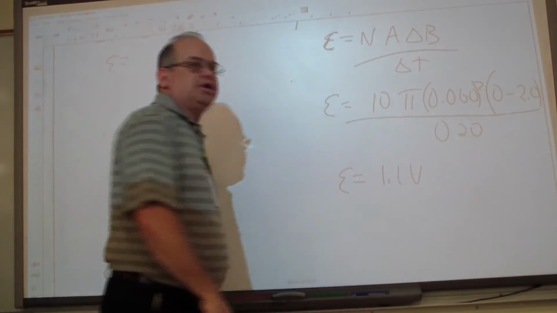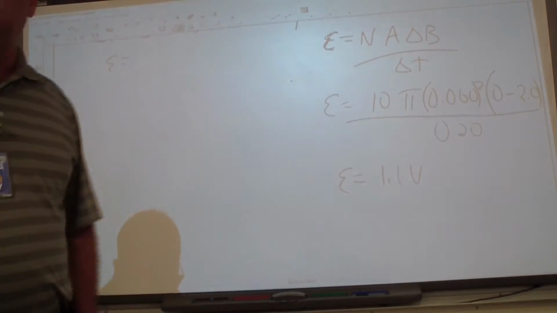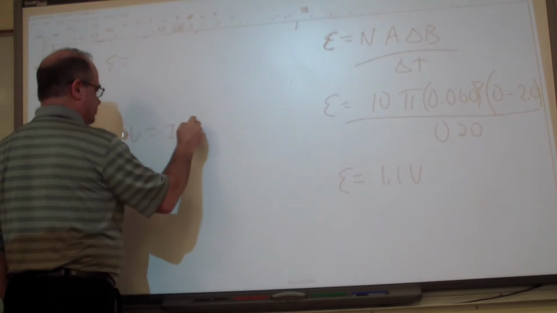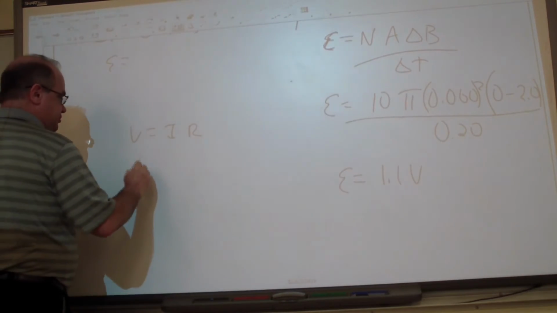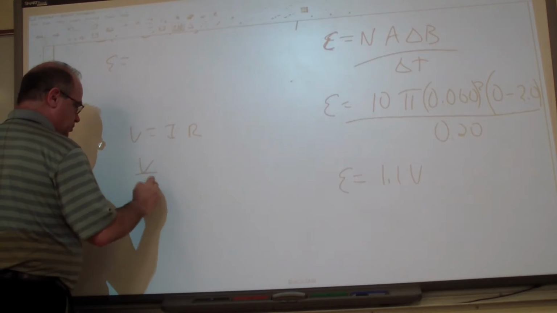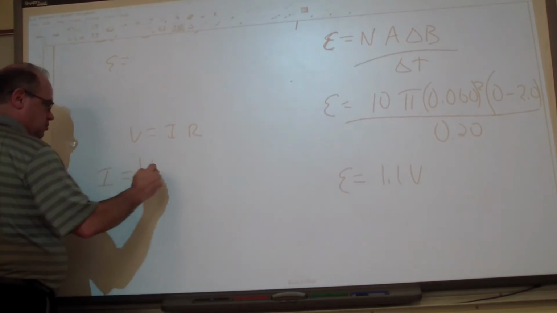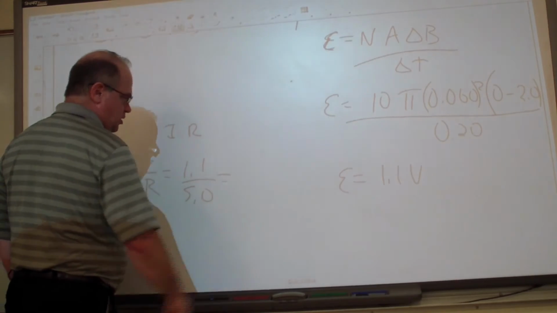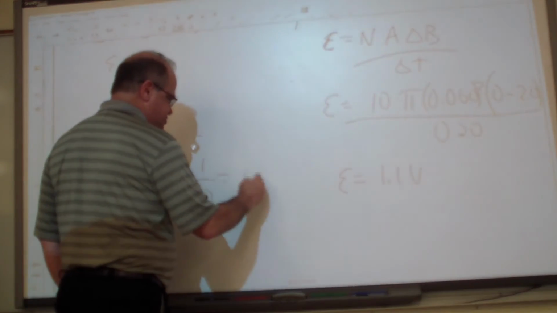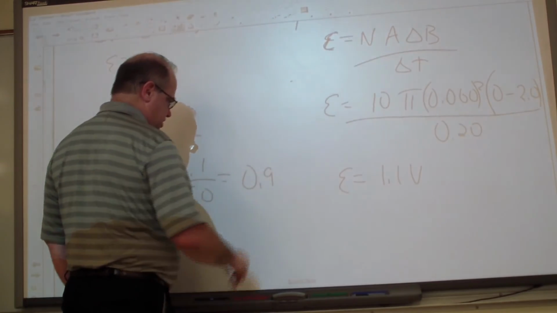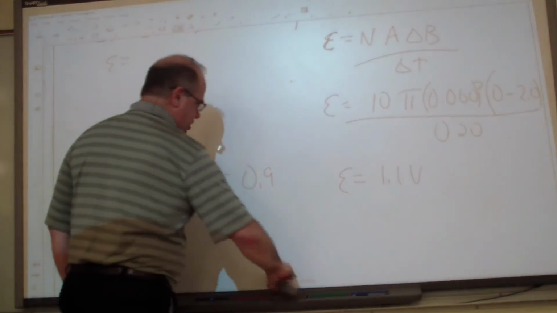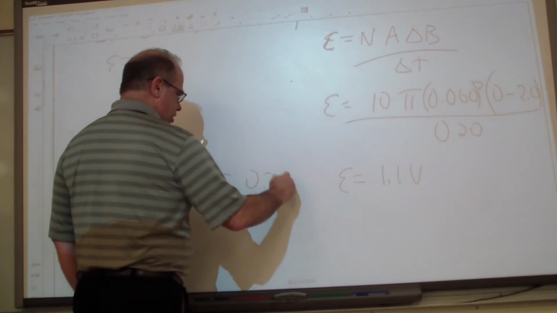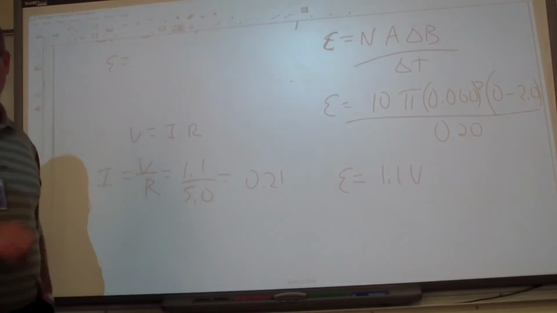All right, now we want to get the current, don't we? So that's V equals IR, solving for I, which is V over R. What was it, 5.0 ohms? Yes. So what's that, 0.19? Is it that or 0.21? It's 0.21, I bet, isn't it? I think I get 0.9. Yeah. Is that correct? Well, let's plug it in.